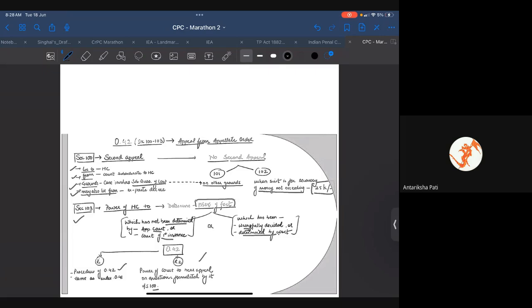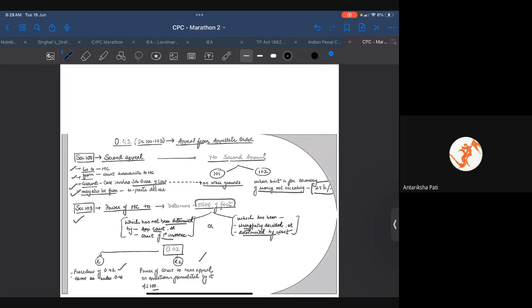Second appeal, but no second appeal on any other ground; that has been given under 101. Second appeal cannot be made on any other ground, and when the suit is for recovery of money not exceeding 25,000, then also second appeal to the High Court cannot be made. 103 says power of the High Court to determine issue of fact. If it has not been determined by the court of first instance or appellate court, or has been wrongly decided by the court, then in that case the High Court also can determine the issue of fact, but only in a limited sphere.